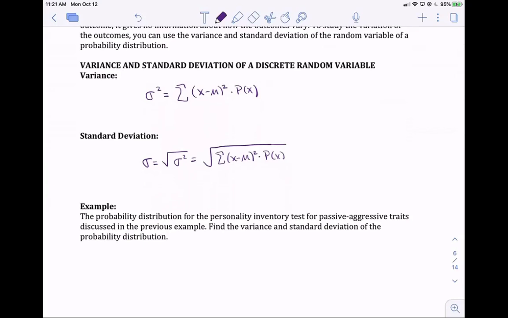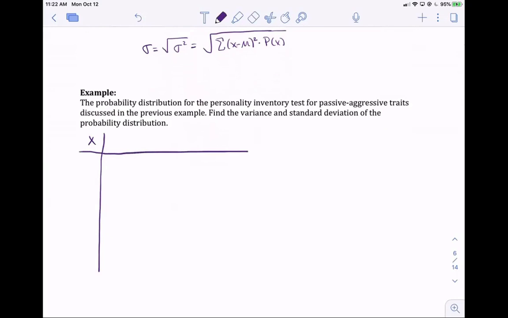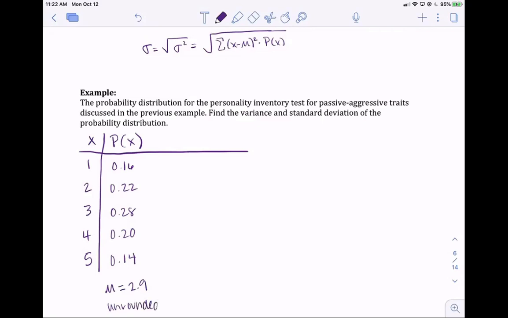Okay, so this is the one where we made our table. Okay, so you can do this by hand, and that's perfectly fine. So if you were to do it by hand, and we're not going to completely finish it, I'm just going to show it to you. We have our X values. We have our probabilities that we found on the previous example. Okay, we found our mean to be 2.9, but then unrounded, just remember that's what we need to be using for our calculations, was 2.94.